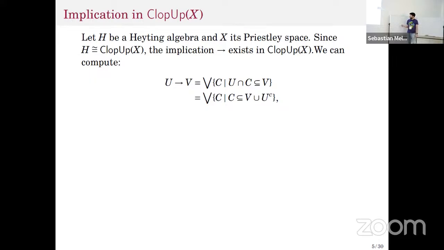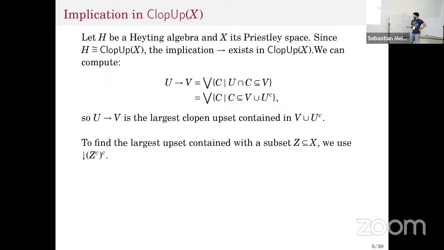You can rewrite this to this form: take the biggest C that is below V union U complement. So this is even how we define implication in a Boolean algebra. U implies V would be not U join V. But that does not work in a Priestley space, because the complement of a clopen upset is not a clopen upset. So this union is not going to be a clopen upset. But this thing, if it exists, is going to be the largest clopen upset contained in whatever this set is.